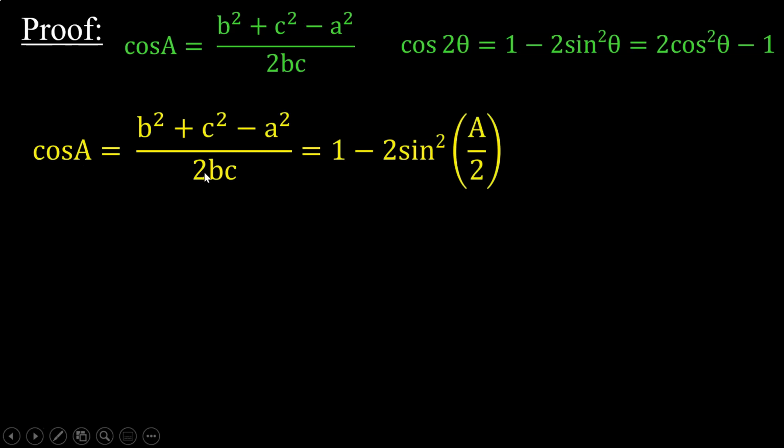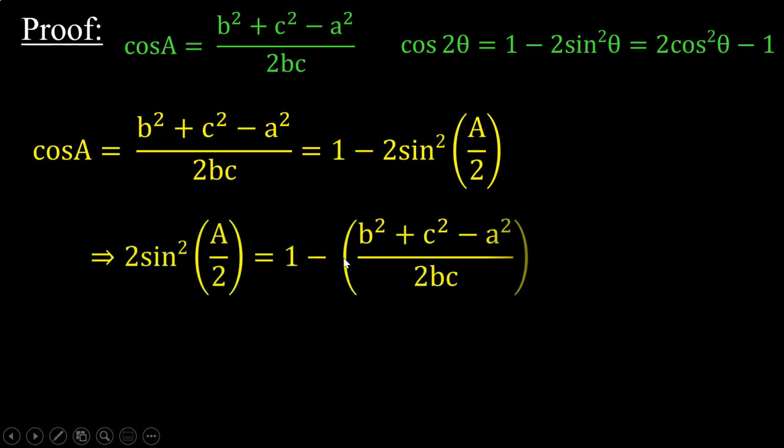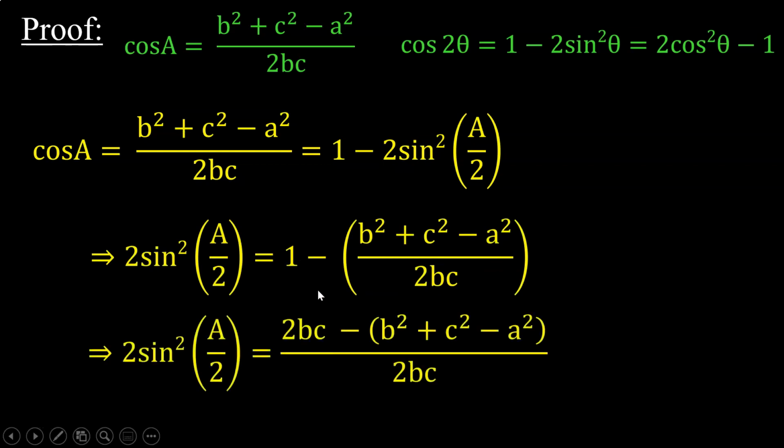So cos A is equal to this. We can also write this as 1 minus 2 sin square A by 2. Here in place of 2 theta we have angle A. So therefore this will become 2 sin square A by 2. Now rearranging this, we'll get 2 sin square A by 2 is equal to this. Now taking LCM, we have 2bc minus of (b square plus c square minus a square) upon 2bc.